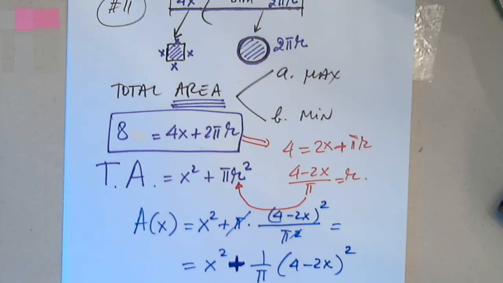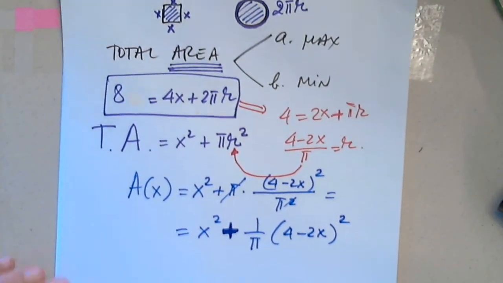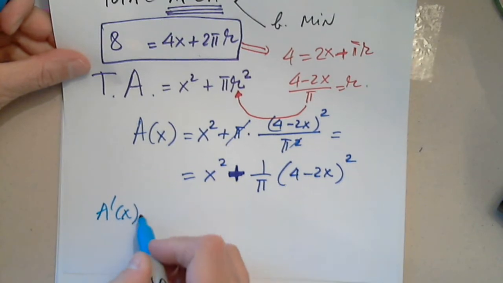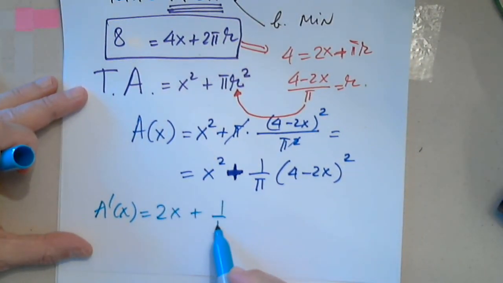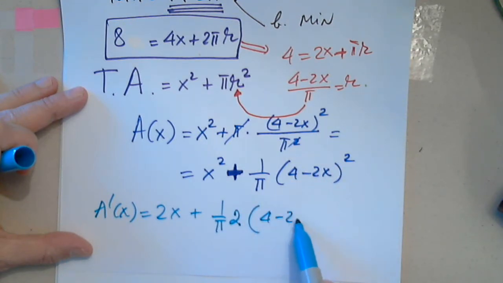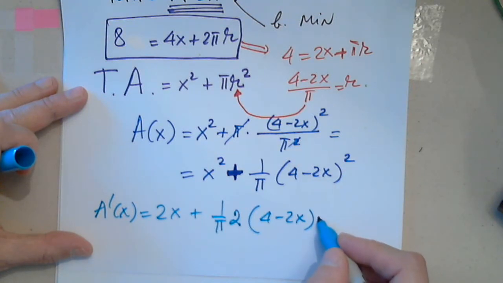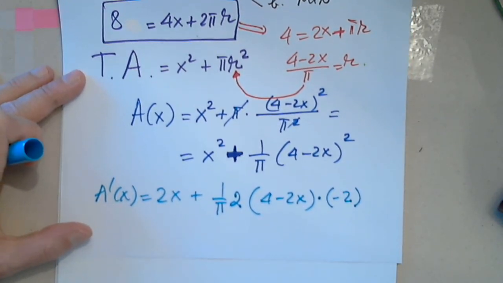It's a quadratic function, so we'll see. It can have more than one, but we'll analyze it in a minute. So A prime equals 2x plus 1 over pi, bring down 2, subtract 1 from the power, and multiply, in parentheses, by -2, the inner function prime.